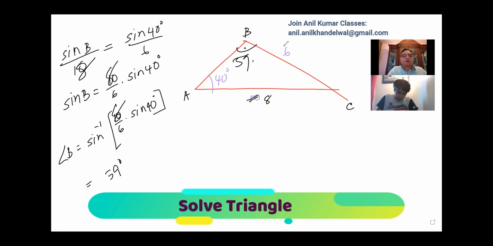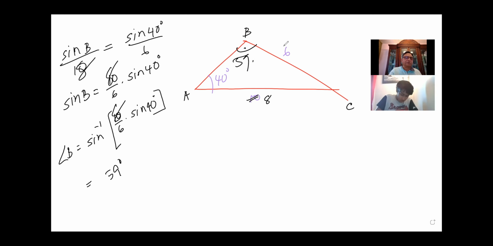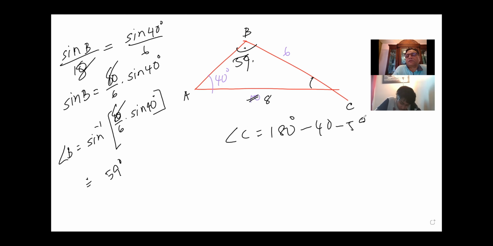So let's do 8 divided by 6 times sine of 40, which is 0.85, and we do shift sine inverse of the answer, and we get, as you said, 58.9, so 59 degrees. So we have 59 degrees here. Is it okay? Okay, sir. Now once you have 59 degrees, you can find the other angle. Angle C will be equal to 180 degrees minus 40 minus 59. What do you get?